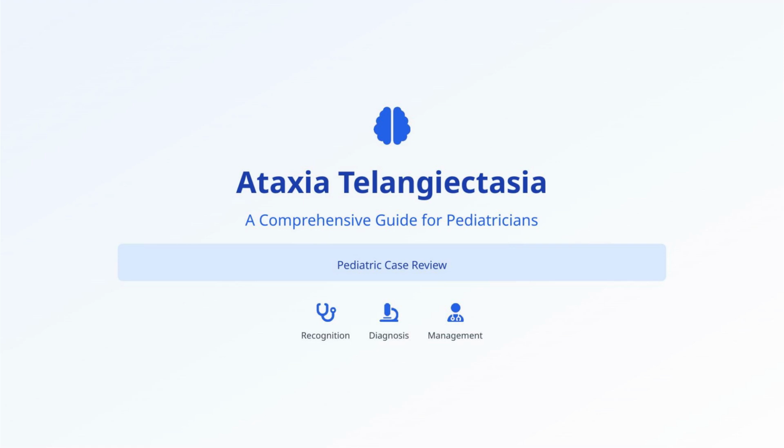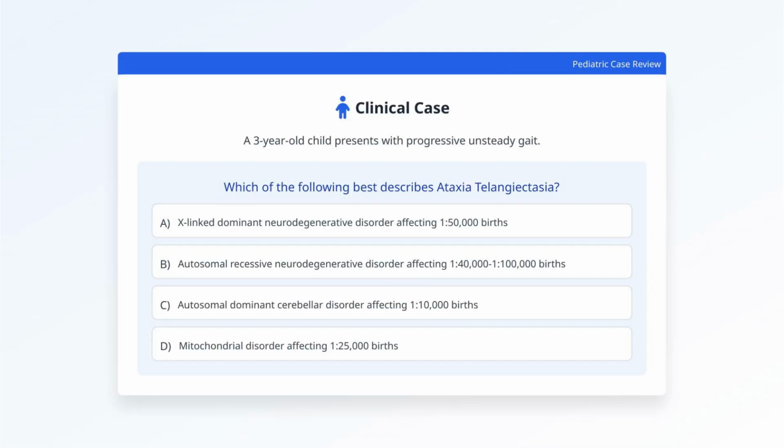Today, we will be discussing Ataxia Telangiectasia in children, providing a comprehensive overview for general pediatricians. Our goal is to help you recognize the early signs, understand the diagnostic process, and implement appropriate management strategies for these patients. A 3-year-old child presents with progressive, unsteady gait.